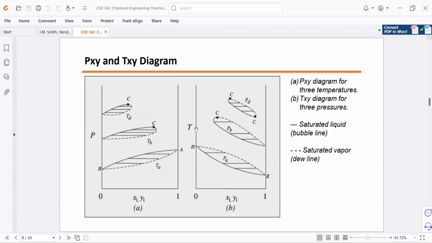So how do we determine that? At low temperatures, usually the phase is the liquid, while at higher temperatures the phase is the vapor. As we increase the temperature, our substance becomes a vapor or gas. As we lower the temperature, it becomes a liquid. So it's the opposite observation to the PXY diagram.